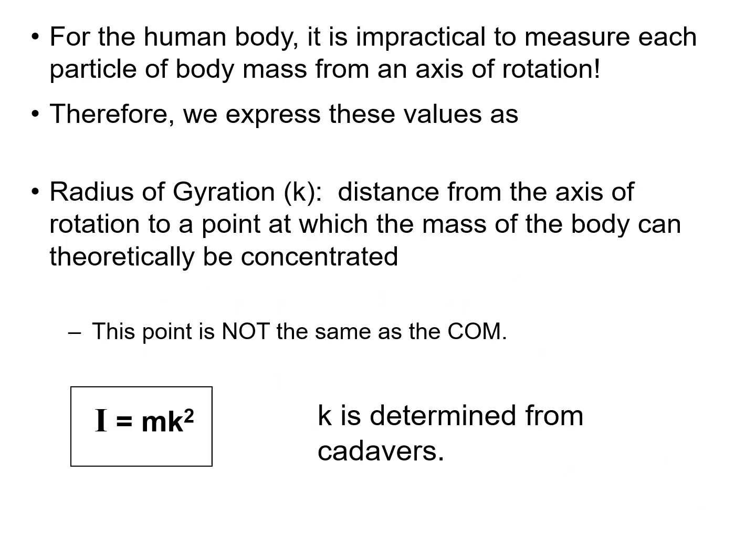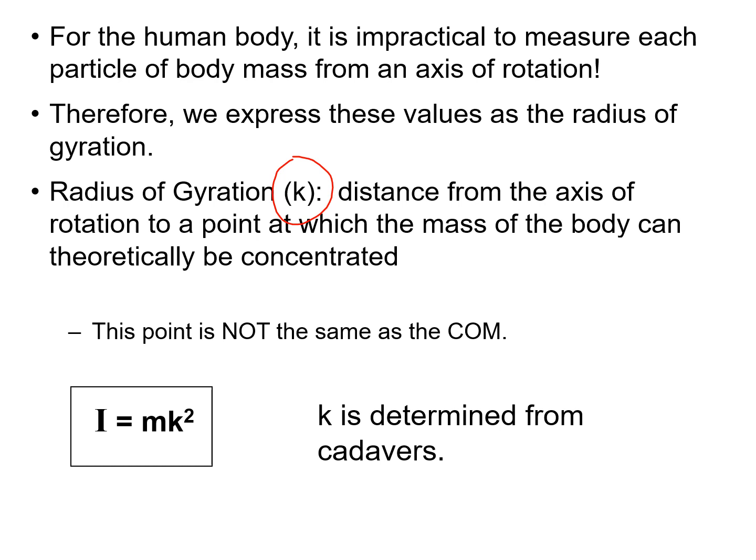So for the human body, it's impractical to measure each part of a body's mass from the axis of rotation. It becomes kind of messy when we're doing that. Therefore, we express these values as the radius of gyration. This is noted as K in our math, but it is the distance from the axis of rotation to the point at which the mass of the body can theoretically be concentrated. This point is not the same as the center of mass.